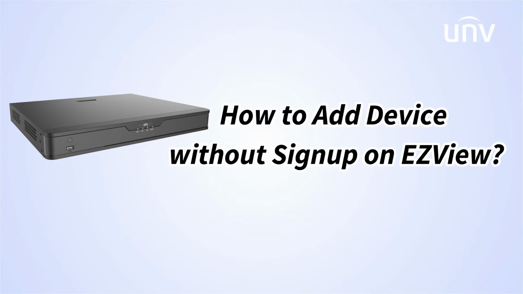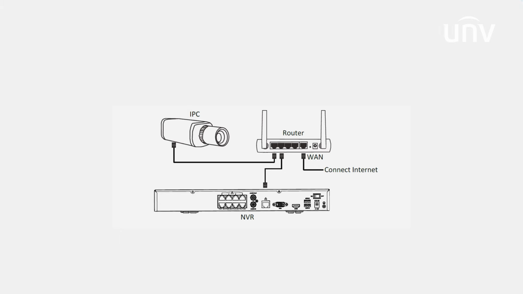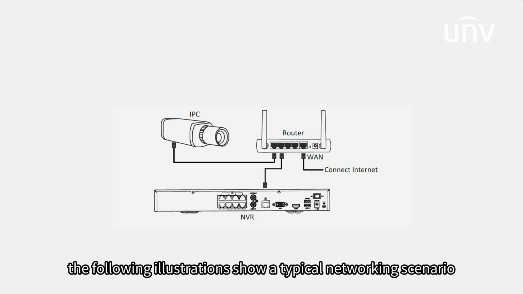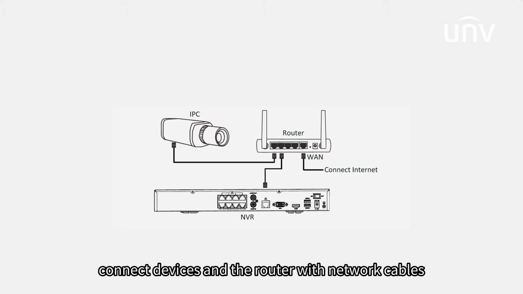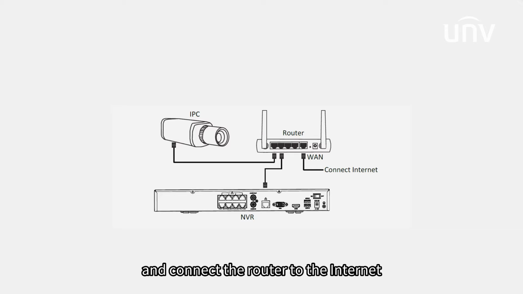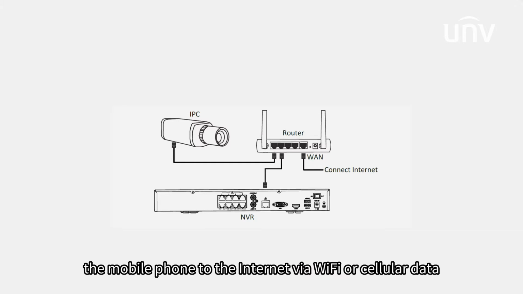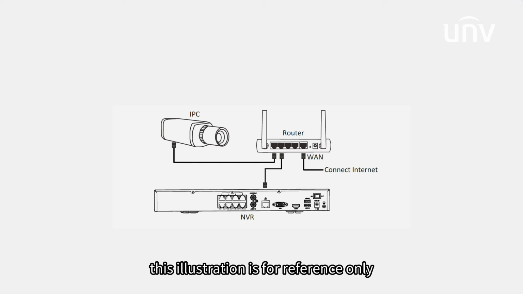In this video, we are going to introduce how to add a device without signup on EZView. The following illustrations show a typical networking scenario. Connect devices and the router with network cables, and connect the router to the internet. The mobile phone connects to the internet via Wi-Fi or cellular data. This illustration is for reference only.